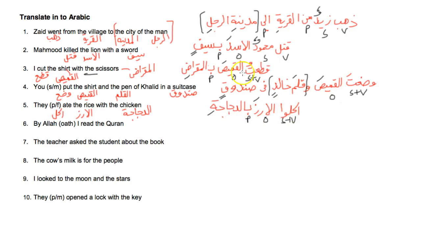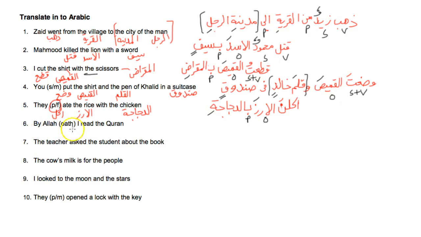Okay, actually I made a little error here, so let me correct that. So this is akalu plural feminine actually. So correct that. So it's akal. Akalu is for masculine. So this is feminine. So akalna. Akalna al-aruz. That's correct now.